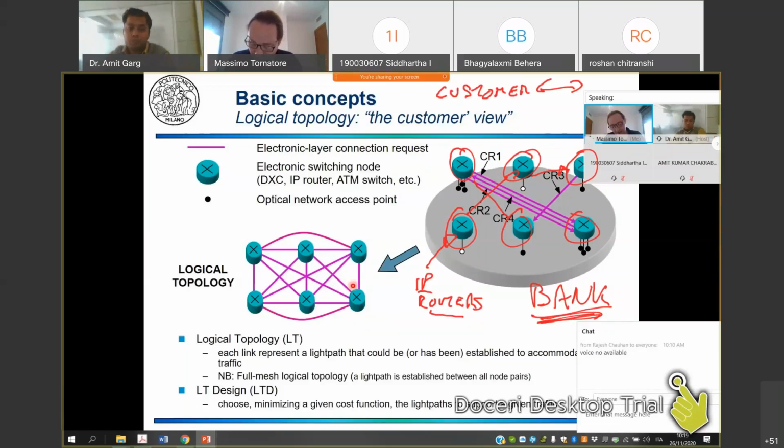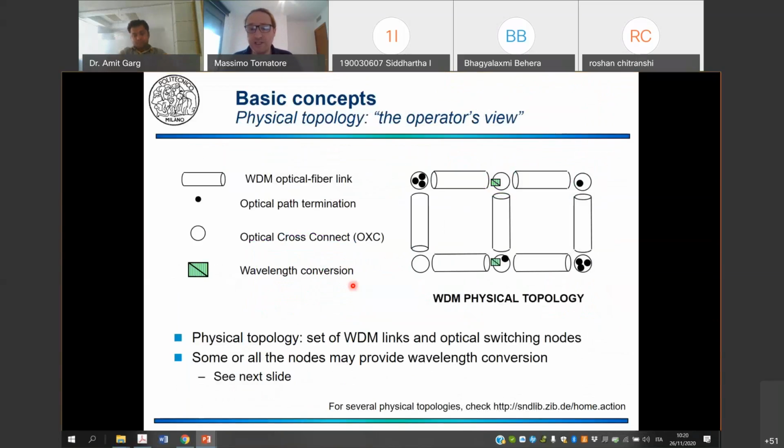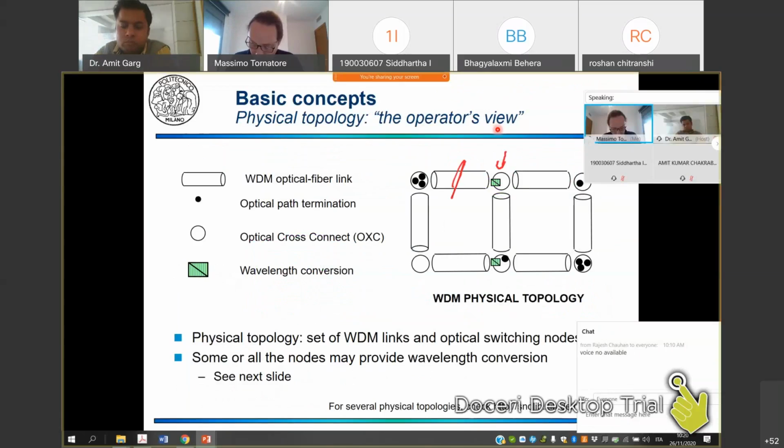On the other hand, so on one side we have the customer, on the other side we have the network operator. So from the perspective of the network operator, we have what we call the physical topology. Right? The physical topology is formed by fibers, so optical equipment, fibers, optical cross connects, transmitters, receivers, etc. etc. Okay? So the objective of the network operator is really to receive the request from the bank, from the logical topology, and provide a mapping of the request coming from the customer over its physical topology.